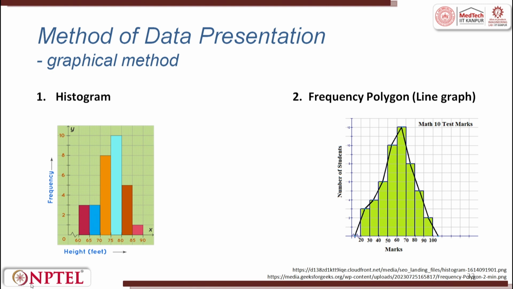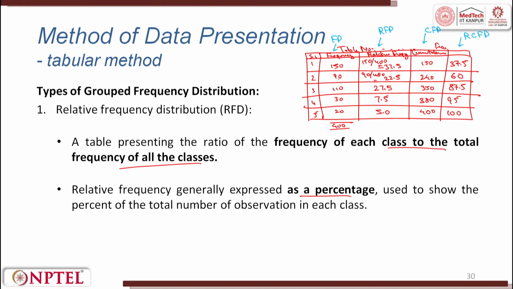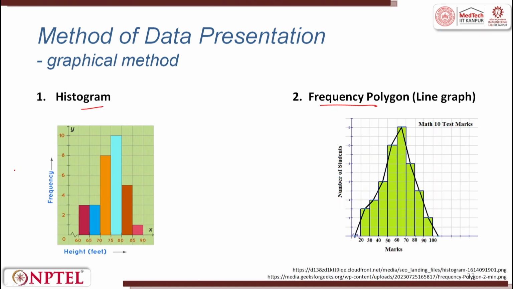Then comes graphical presentation methods that I will discuss. There are multiple other graphs or charts available, but I will focus upon how you construct a histogram. For instance, this is a table that you have constructed. From this table itself, 150, 90, 110, 30, 20 could be put into a histogram. The difference between histogram and a bar chart is, in histogram, the class size is not fixed or it could vary.